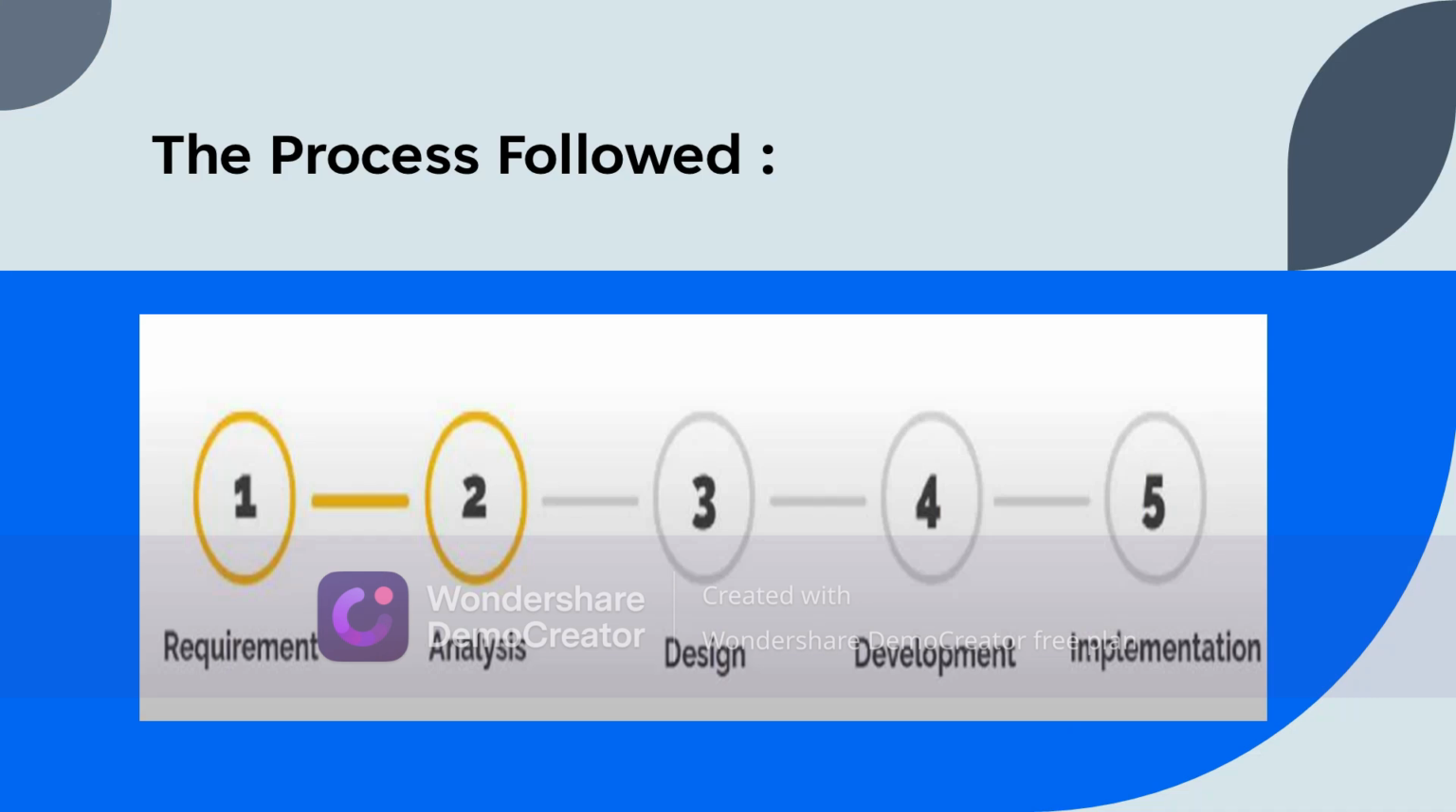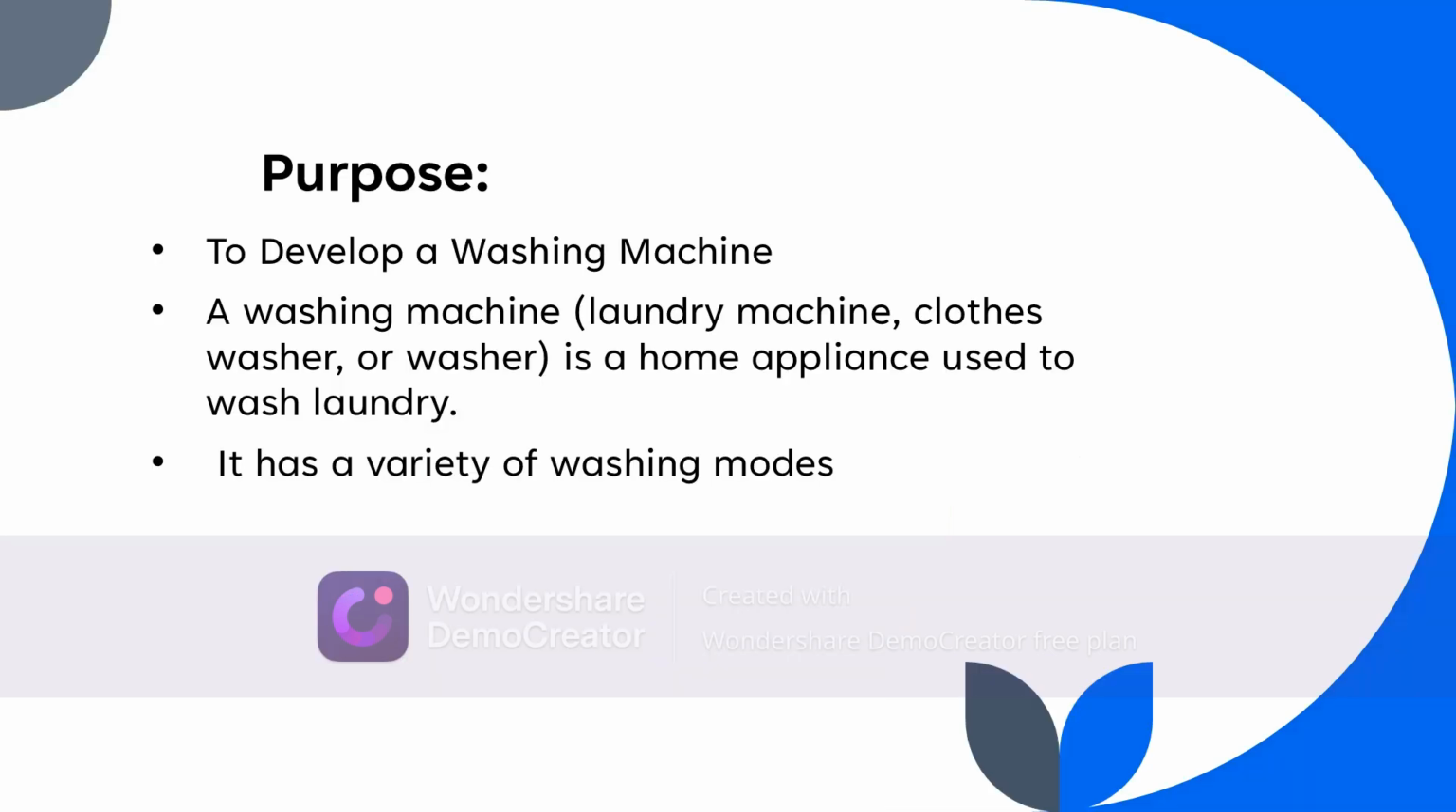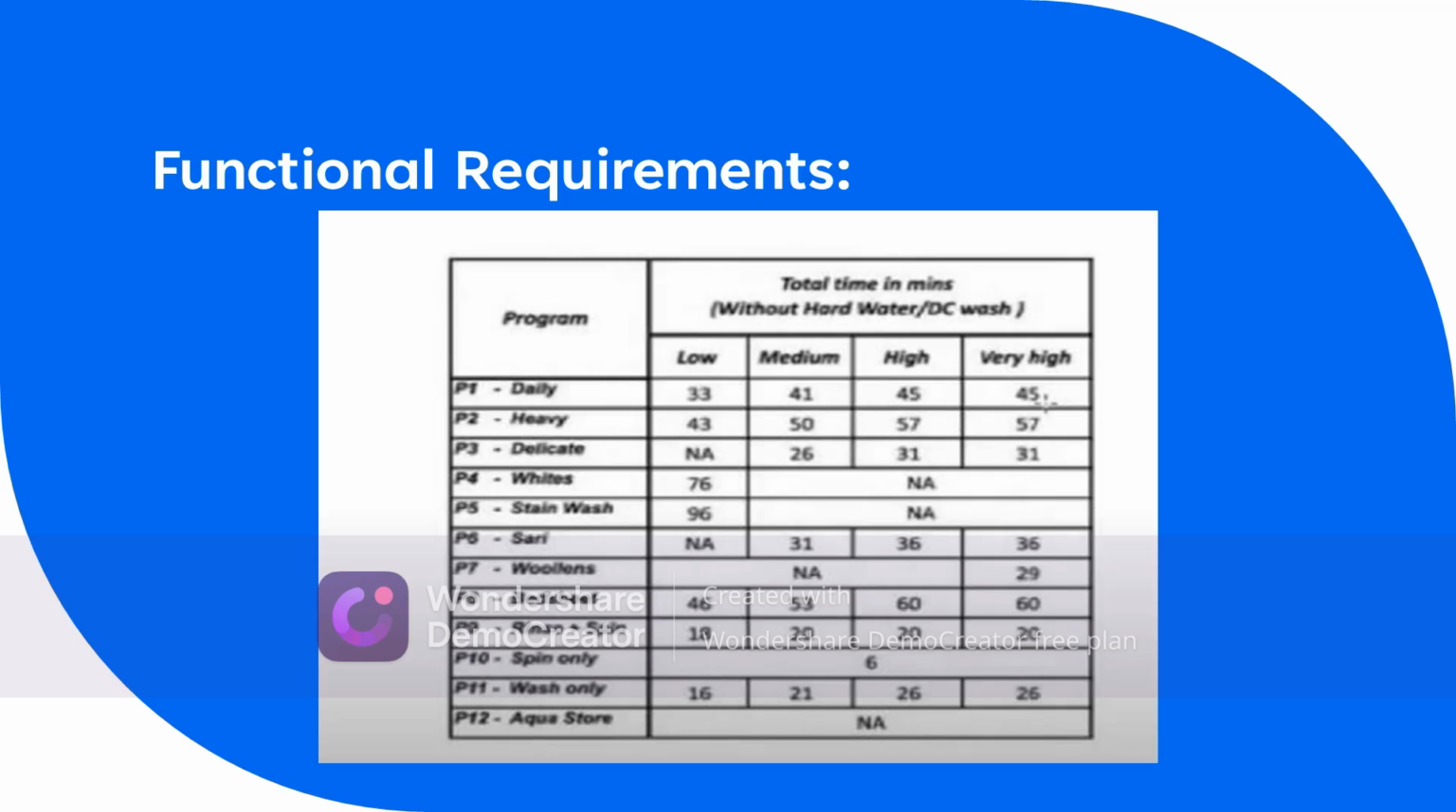And what is the process which we are going to follow for this project? Firstly, we have requirements, second, analysis, third, design, fourth is development, and last one is our implementation. So, we'll move to our requirements and analysis. Firstly, we'll talk about our purpose. What is our purpose for this project? We'll develop a washing machine, which is a home appliance used to wash laundry, and we will be using a variety of washing modes in this project.